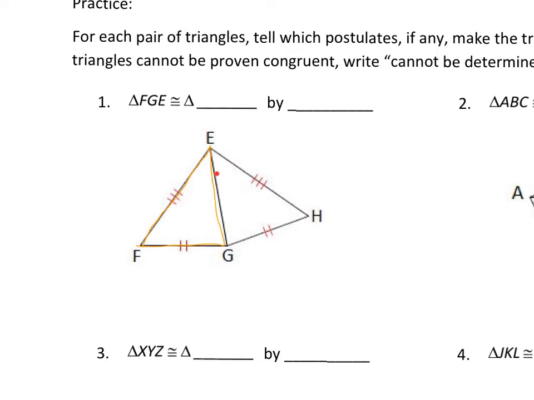And while this EG doesn't have any slash marks on it, this EG is in both triangles. Therefore, it's the same length. So we've got 3 congruent sides. So we can then say that triangle FGE is going to be congruent to triangle HGE by our side, side, side congruency.